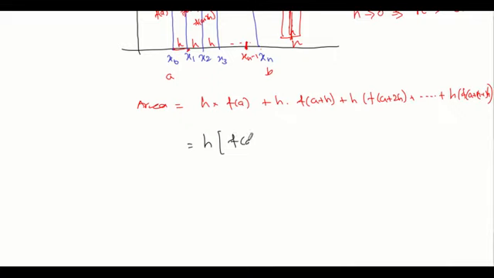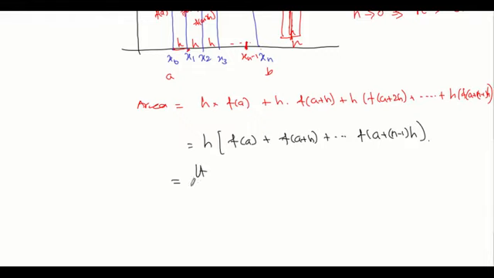Okay children, so from this what we can write is h into f of a plus f of a plus h plus etc. f of a plus n minus 1 into h. Yeah, so this is actually the area. Here we need to give this as the limit.